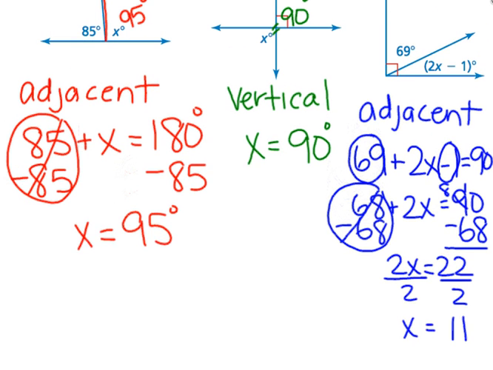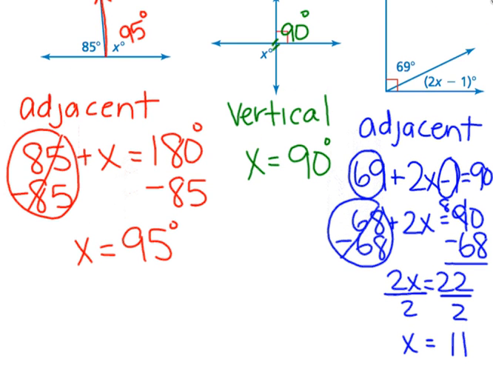And now I can use 11 back up in the picture. So right here, 2x, 2 times 11 is 22. And 22 minus 1 equals 21. So that angle is 21 degrees. And that would make sense because those two numbers together are going to add up to 90.